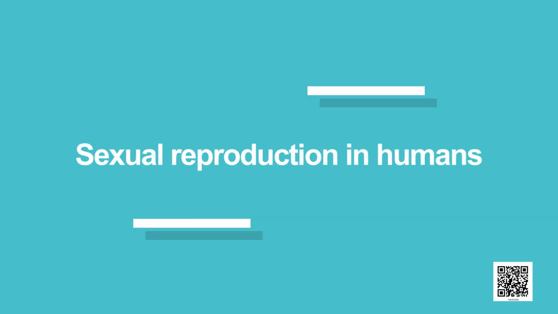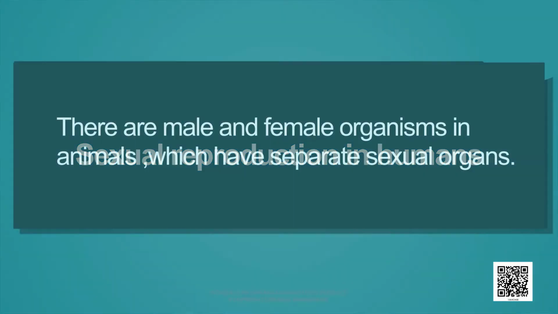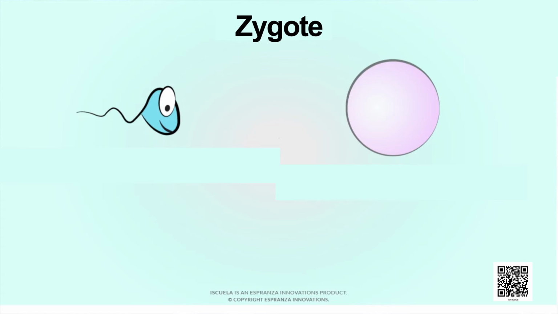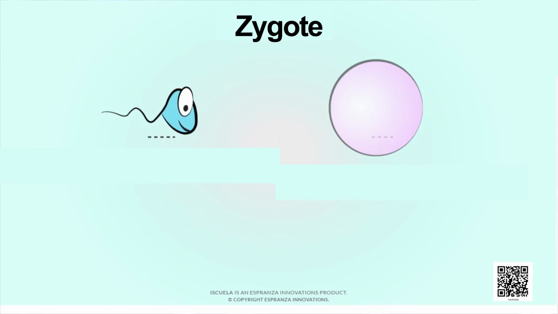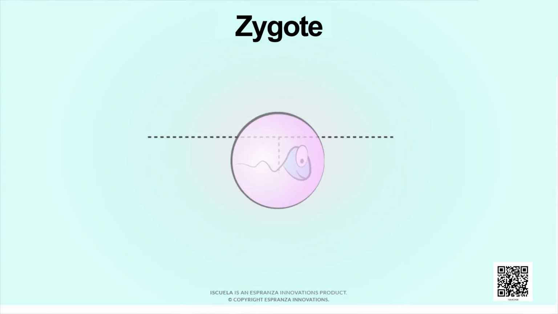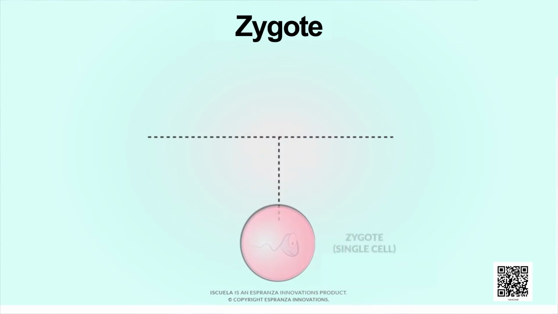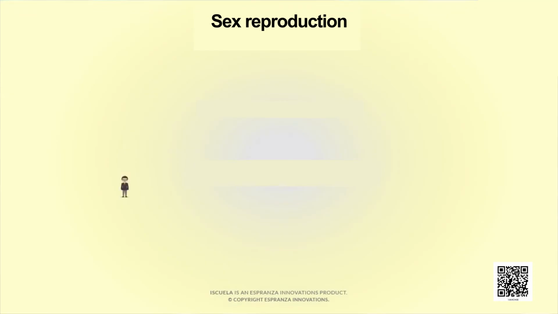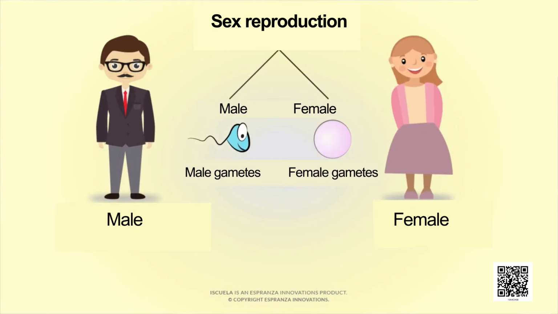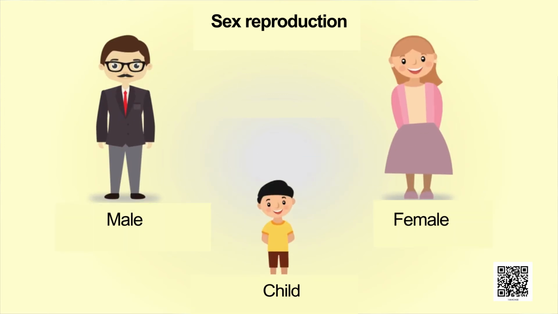Sexual reproduction in humans. There are male and female organisms in animals which have separate sexual organs which produce gametes. These gametes fuse together to form a zygote. This zygote develops into a new organism. This kind of reproduction in which male and female gametes fuse together is called sexual reproduction.